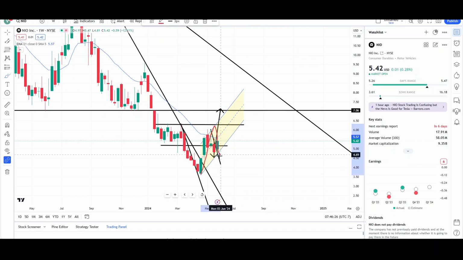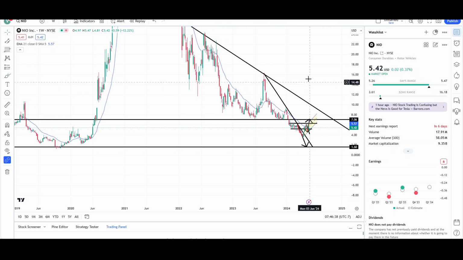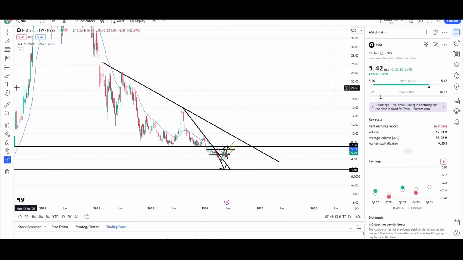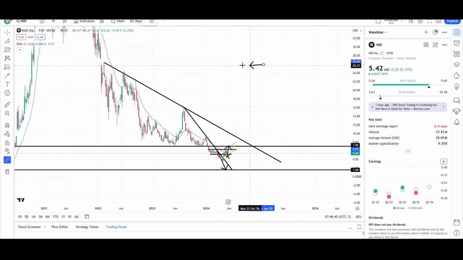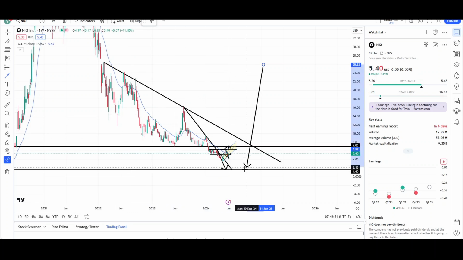If we make two attempts and it fails to get back above it, then that's a very bearish sign. We can just continue trending lower because it has qualified as resistance now. So that's all I have for NIO on the daily and weekly charts. Let's see what happens. Short term, it is looking bullish, but overall, it is still in a downtrend. Price is still making macro lower highs and lower lows.